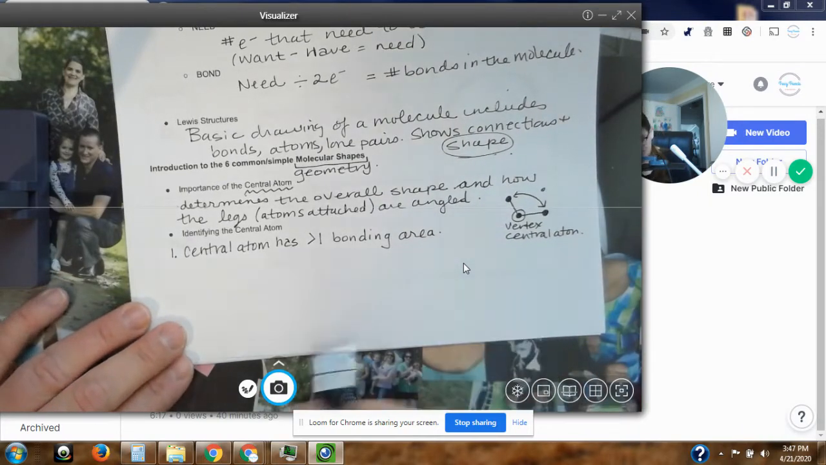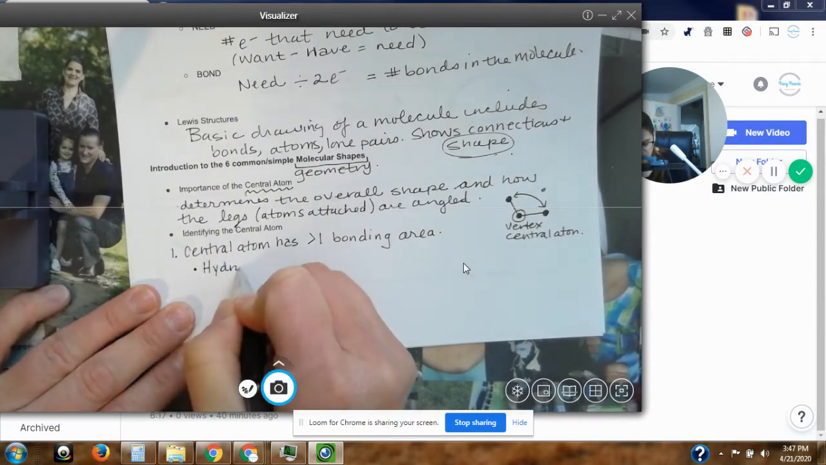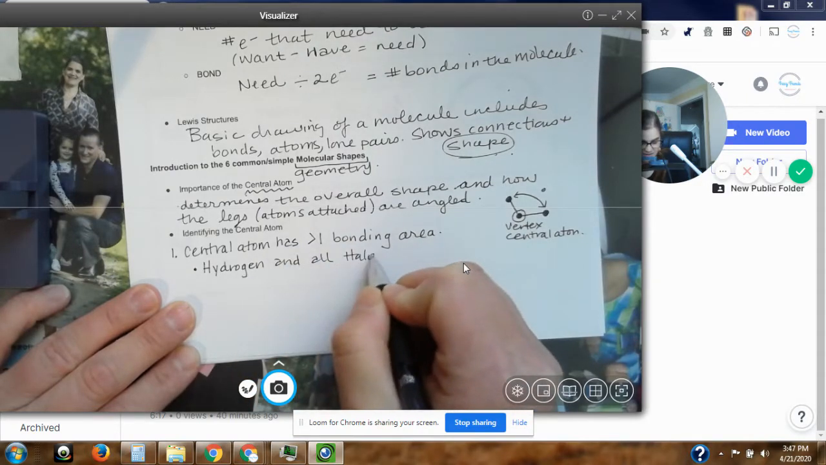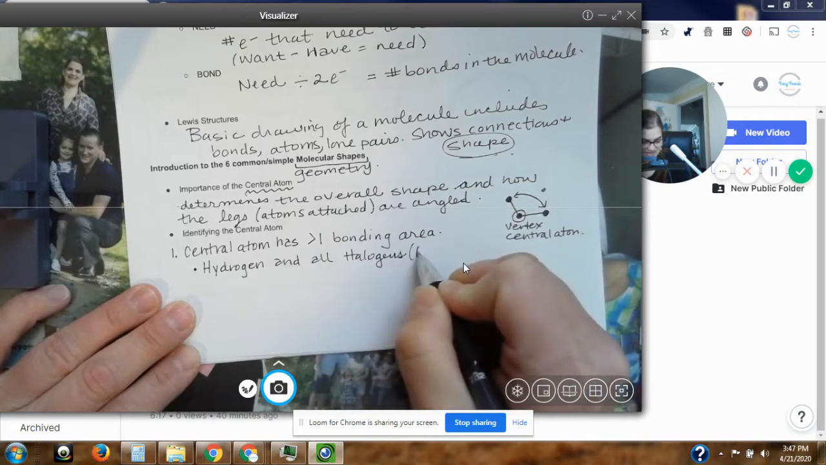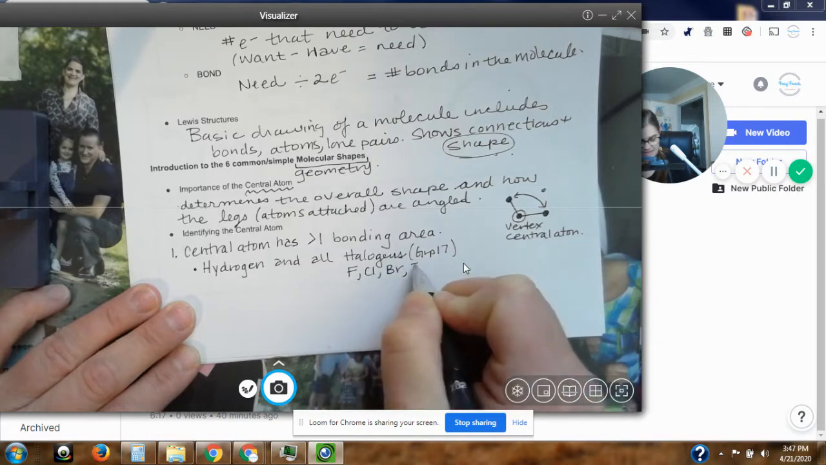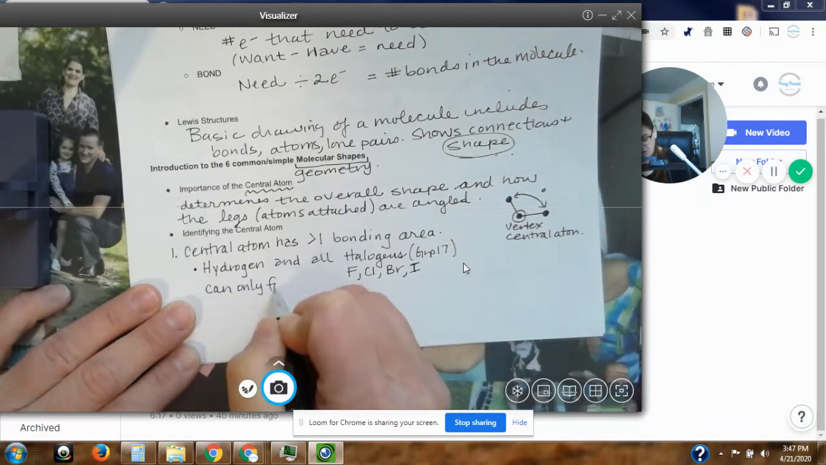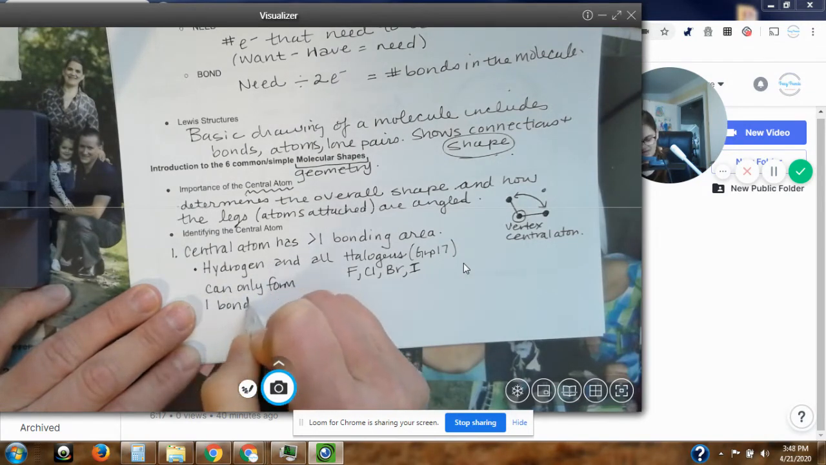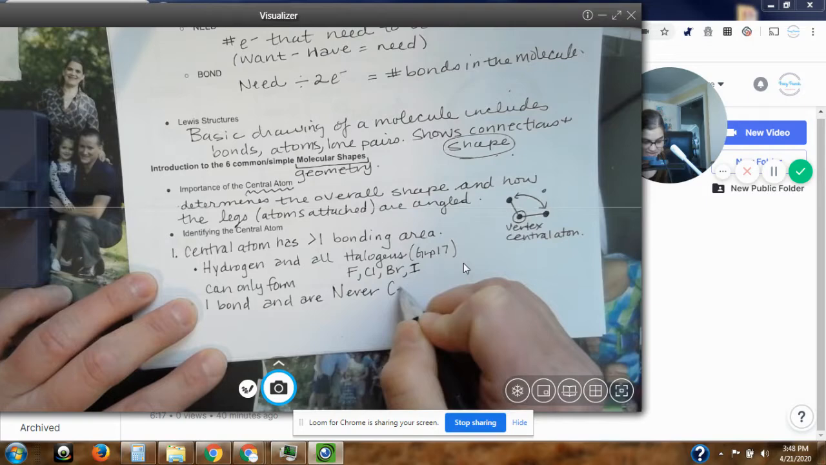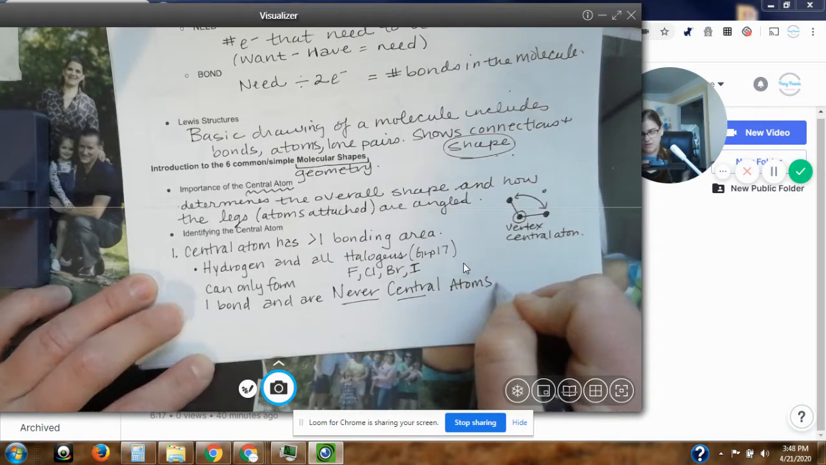Since that's true, a little subpoint of that is that hydrogen and all the halogens, so halogens are group 17, that include things like fluorine, chlorine, bromine, iodine, etc., can only form 1 bond and are, and I'll make this big, never central atoms. So they will never, ever be central atoms. Okay, so that's an important point.